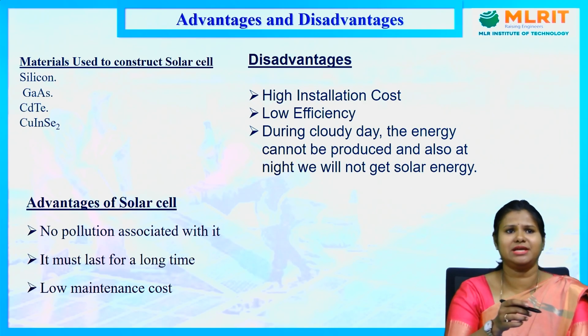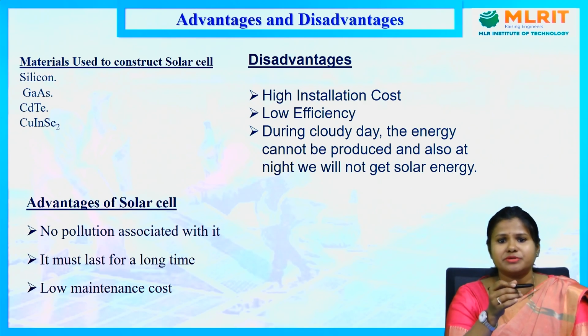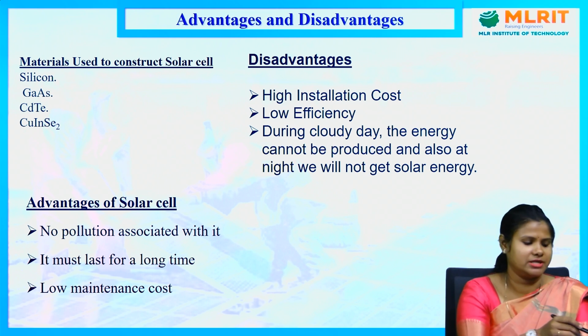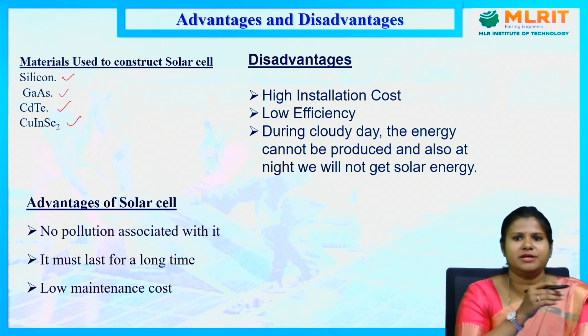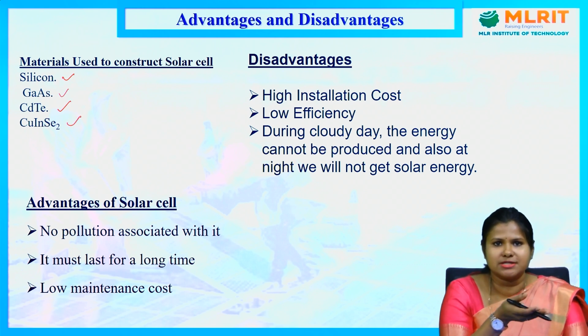Now we will see which materials are used for construction of the solar cell. Mostly we use silicon, gallium arsenide, cadmium telluride, copper indium selenide to construct this solar cell.